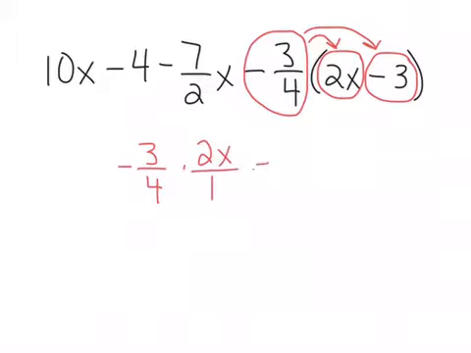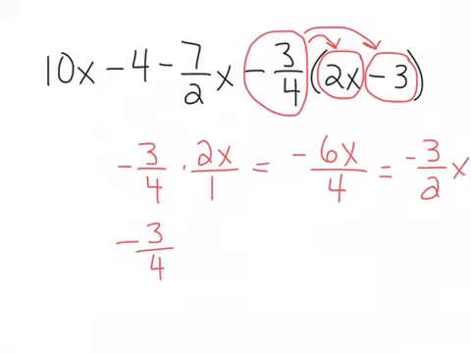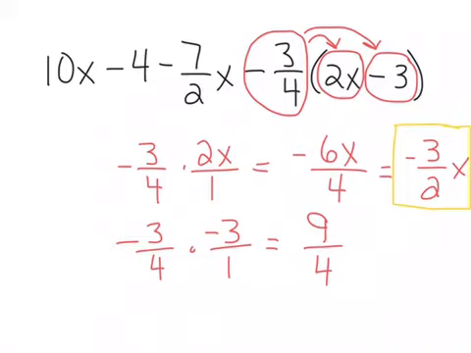And when you multiply that, it's negative 3 times 2 is negative 6x over 4, which we can reduce down to negative 3 over 2. And I'll put the x off to the side. And then you also have negative 3 over 4 times negative 3, which I'll put over 1. And you end up with a positive 9 over 4. So these are the two things that we're going to add to what remains of the original expression.